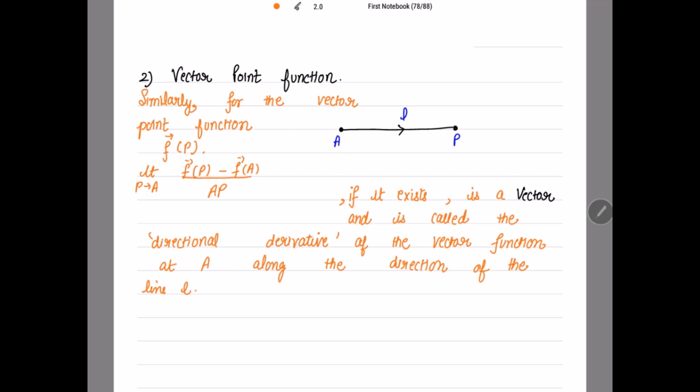Fine. So we get 2 points here. The directional derivative of a scalar point function at a point along any direction is a scalar, and the directional derivative of a vector point function at a point along any direction is a vector, right?